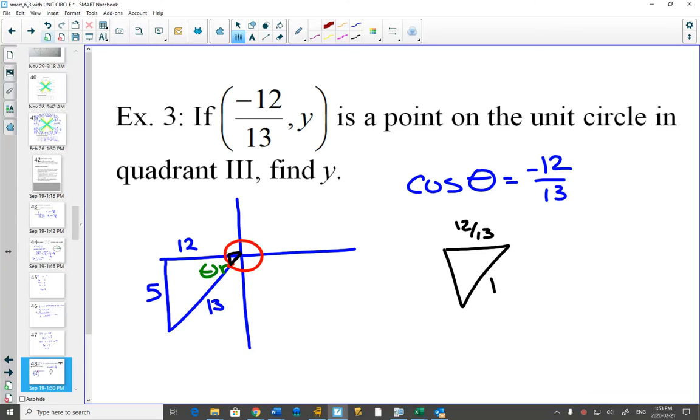Or the big triangle. And I actually prefer using the bigger triangle, because from this, I can say that sine of theta is opposite over hypotenuse, negative because it's in quadrant 3. So sine of theta is negative 5 over 13. I haven't solved the question yet, because what did the question ask me to find? Y. Can you see yourself doing this? You know that y is sine theta, so you just write sine theta equals, but you don't actually acknowledge y equals negative 5 over 13.